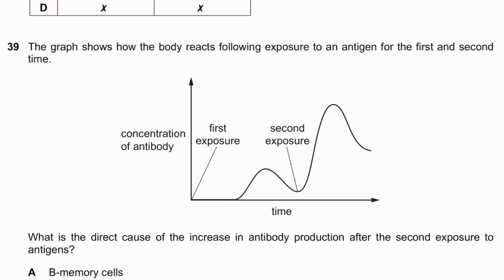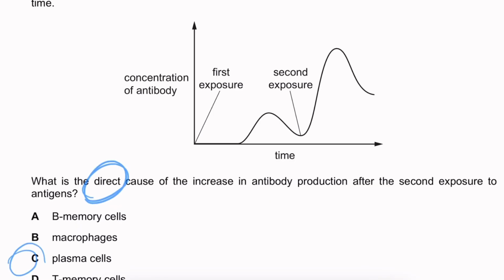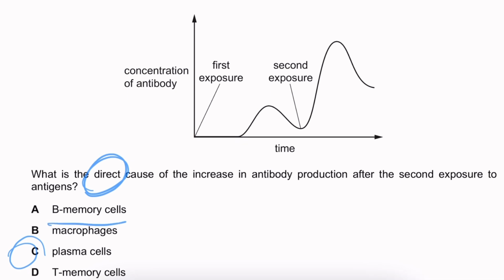The graph shows how the body reacts following exposure to an antigen for the first and second time. What is the direct cause of the increase in antibody production after the second exposure to antigens? The direct cause is actually plasma cells. Vladimir says that many students are going to make this mistake, and it's actually what I would have chosen at first guess, but because I read direct, I chose plasma cells. The B memory cells are necessary for this to happen. However, they are not the ones that produce the antibodies, are they? That's why the answer is C.